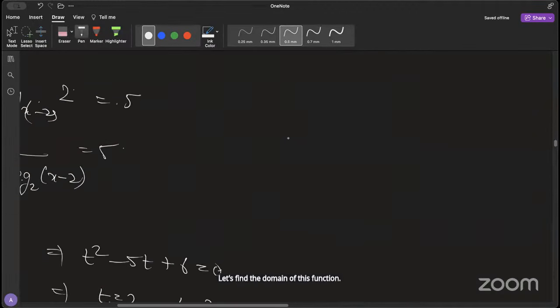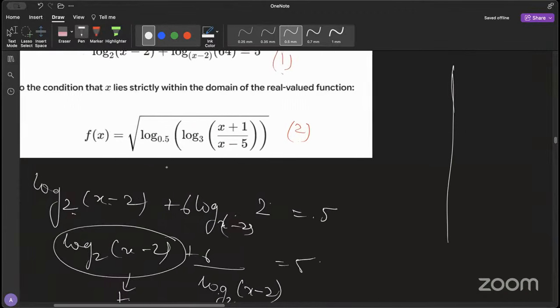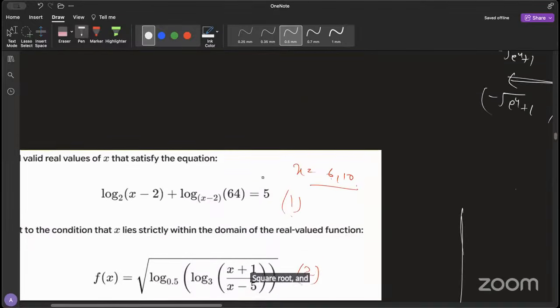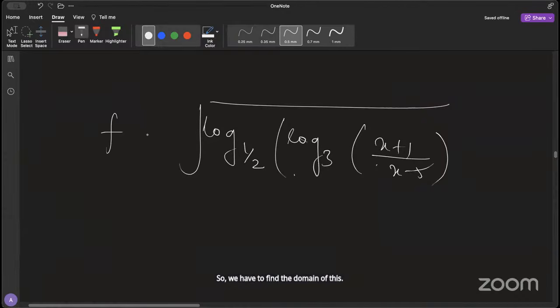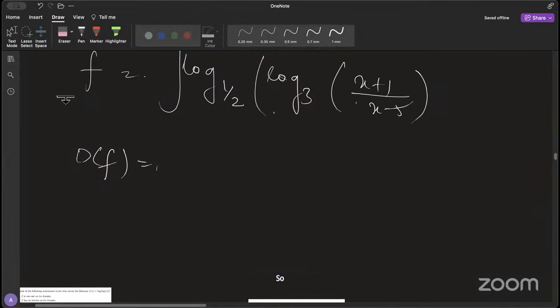The function is log base half, then we had log base 3, square root, and the expression here was x plus 1 and x minus 5, right? So we have to find the domain of this. If this is f, we have to find the domain of f.